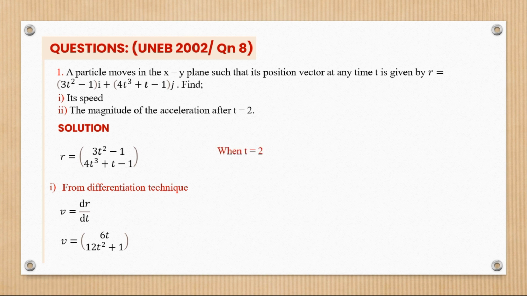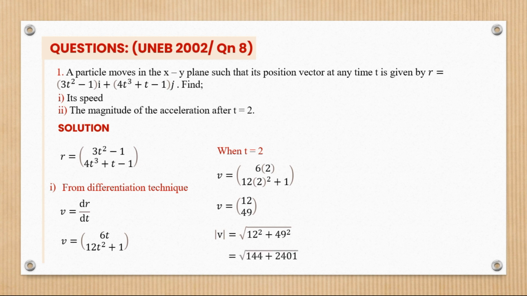Because we're dealing with 2 seconds, when t is 2, we'll have v being equal to 6 times 2, and then down we'll have 12 times 2 squared plus 1. So v shall be (12, 49), of which now I can find the magnitude of the speed, which is the root of 12 squared plus 49 squared. So I have root of 144 plus 2401, which gives the square root of 2545, which is equal to 50.448 meters per second, and that is the speed.